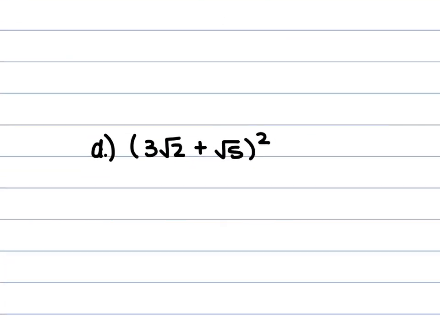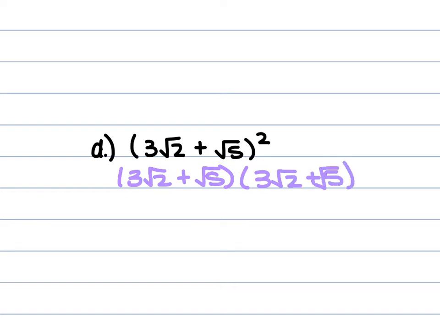For D, we have the square root of 3 square root 2 plus square root 5, squared. So we are going to rewrite this as 3 square root 2 plus square root 5 times 3 square root 2 plus square root 5. So now we're going to FOIL.